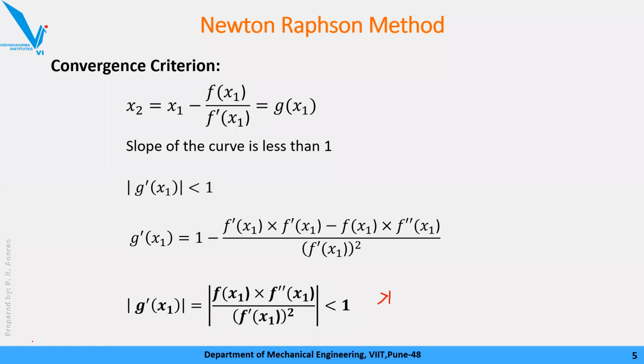Is there any doubt in the convergence criteria? If there is a doubt in the method, that is fine, we are going to try to answer that. If there is any problem in convergence, please put it in the chat window. Okay, thank you, no doubts. So we will move ahead.